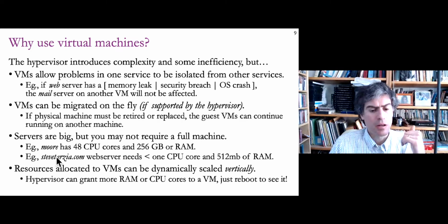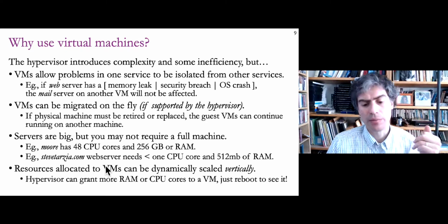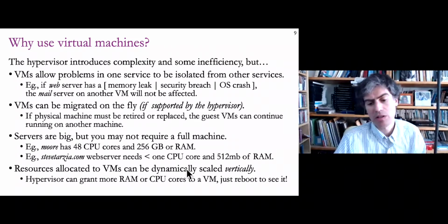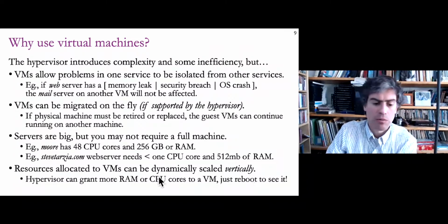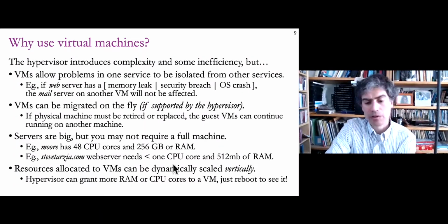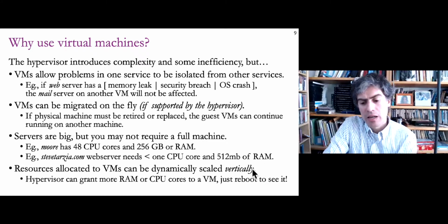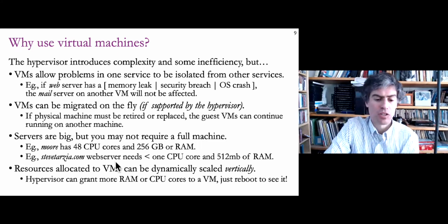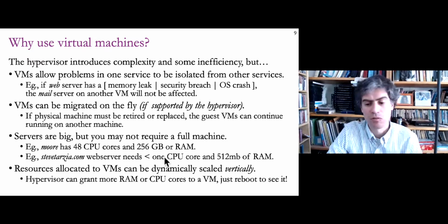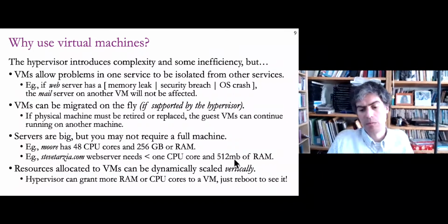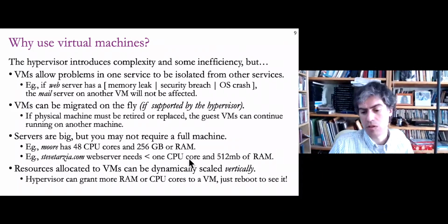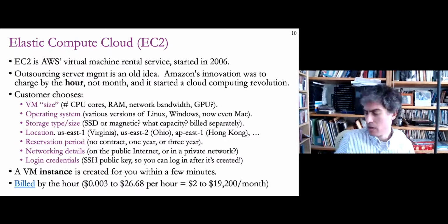Another benefit of virtualization is that you can start small with a small instance and scale vertically. So for example, if my website becomes more popular and I need more than one CPU core or more than half a gig of memory, I can ask for a bigger virtual machine. I can ask to be migrated to a bigger virtual machine, and by just rebooting my OS, I can get access to those additional CPU cores or additional memory. The hypervisor can manage that for me.